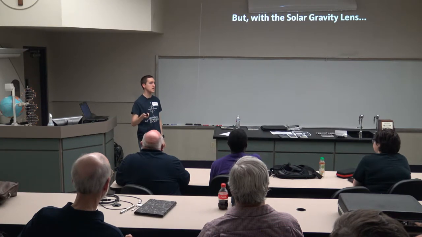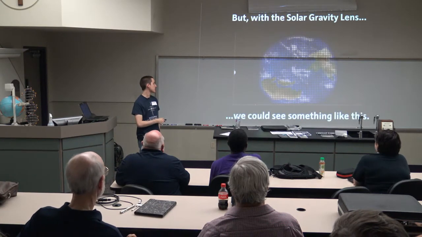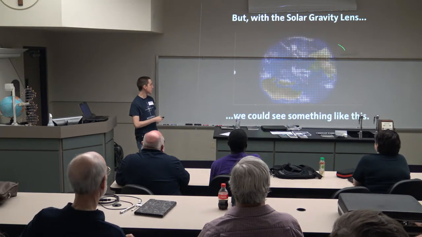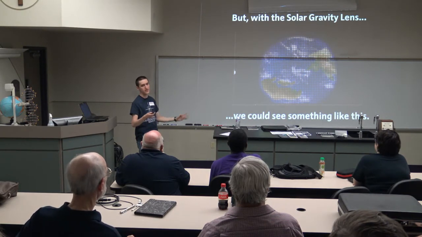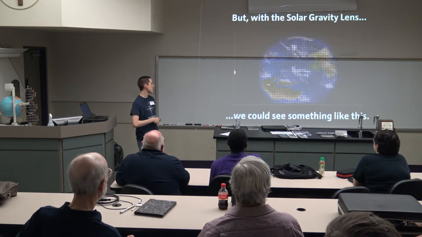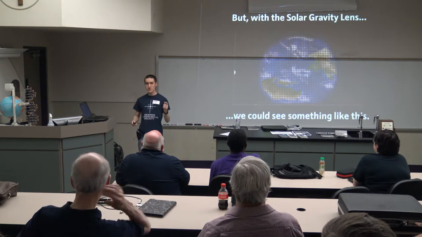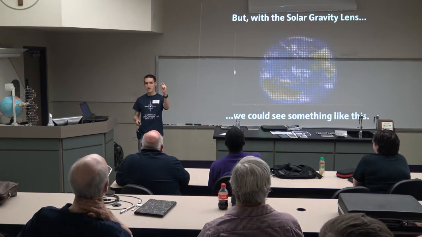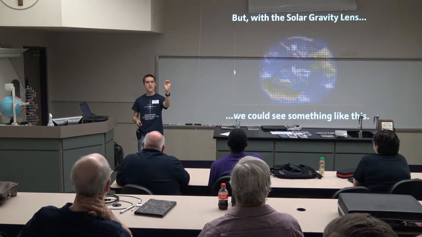What would we be able to see then? We might be able to see something like this. This is a simulation showing an example exoplanet imaged using this solar gravitational lens, and you would be able to see a lot of details on the planet's surface, assuming it has any details to be seen. In fact, one pixel in this image would be about 10 kilometers on the surface of that exoplanet, which is very, very good.